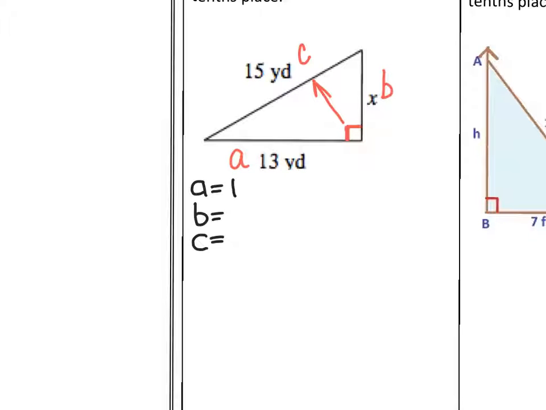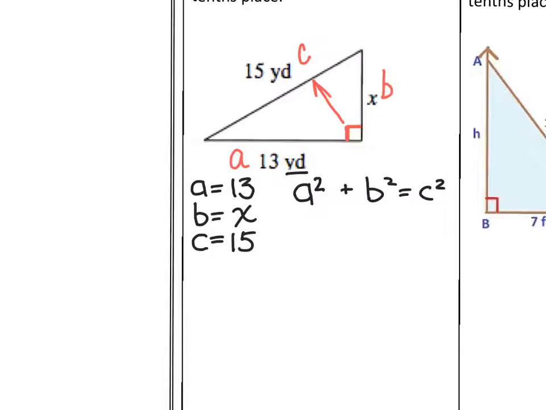We have 13 for A. I'm going to ignore the units, yards, for now. I'll put it at the end. I have X for B, and for C, I have 15. So let's go ahead and write out our Pythagorean theorem. A squared plus B squared equals C squared.